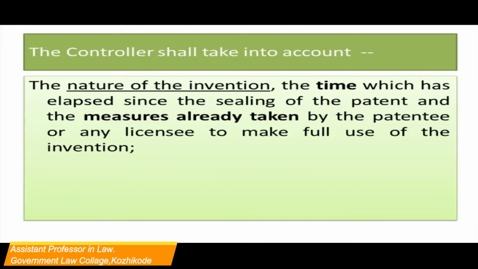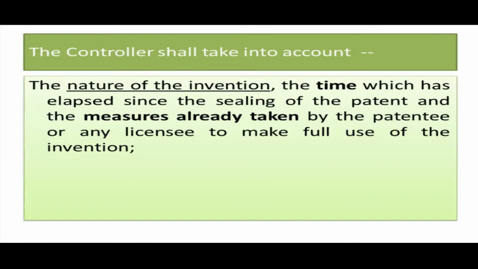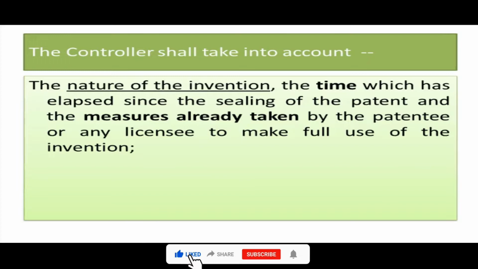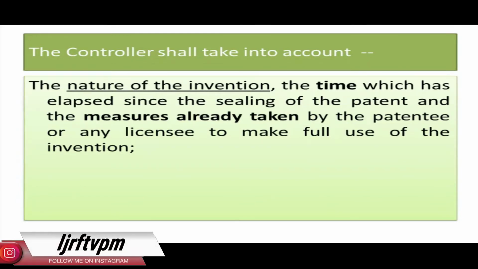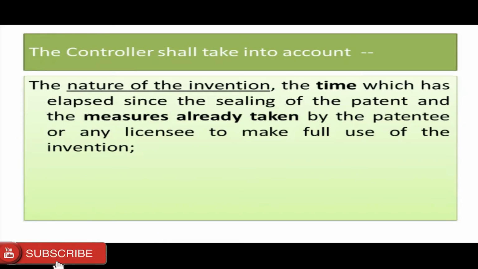Whereas if it is not a very important area, where the person is holding the patent, and the person making application is concerned about such a patent which is not in a very crucial area, not in an area of health and things like that, then the likelihood of grant would be lesser. And the controller of patent should also consider the measures already taken by the patentee or the licensee to make full use of the invention, whether they have taken bona fide, genuine steps to work the patent, to put the manufacturing process into operation, and have taken steps to sell that in India.